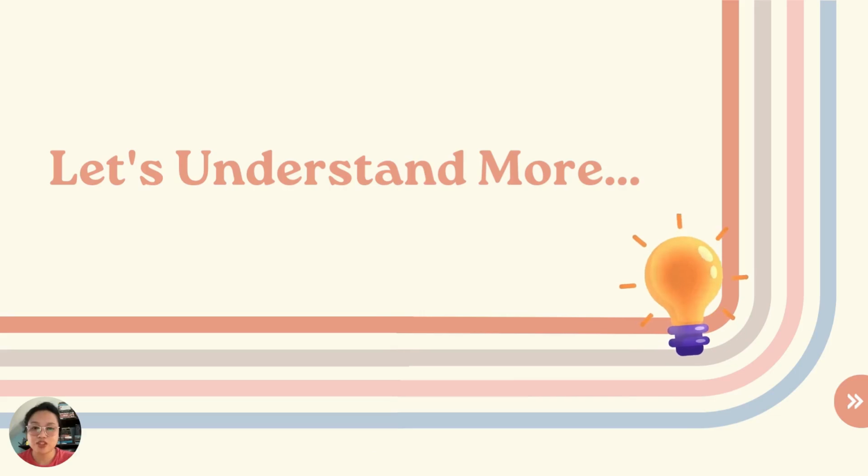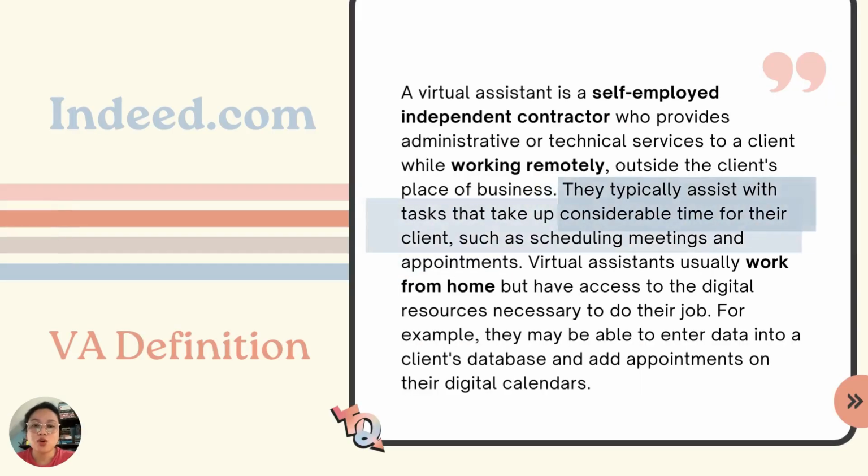Let's dissect the definition that we've just read. Over here on this highlighted sentence that says they typically assist with tasks that take up considerable time for their client, such as scheduling meetings and appointments. A virtual assistant is someone who provides a service or set of services for a company. Usually a company or a businessman or a coach or whoever might need a virtual assistant for their business. These employers will have a type of work that is an important or integral part of their business that they have to do according to schedule.